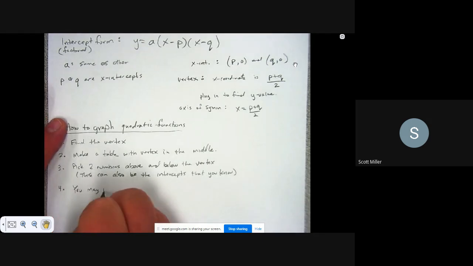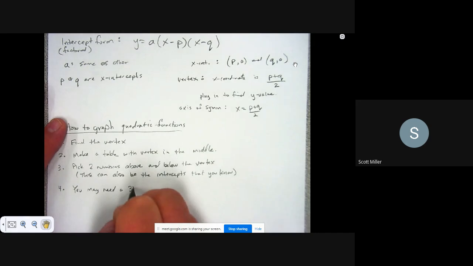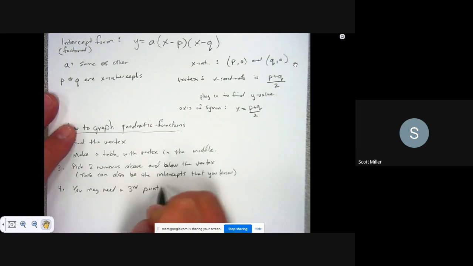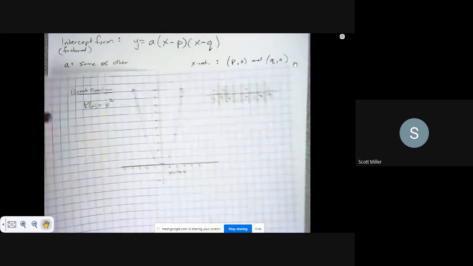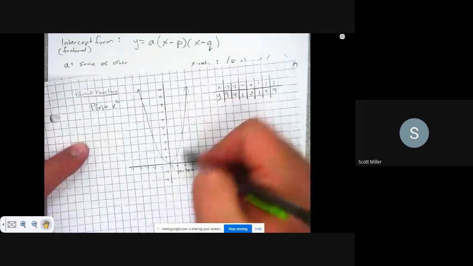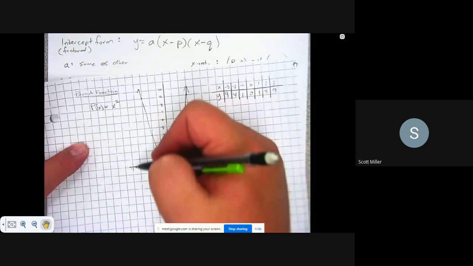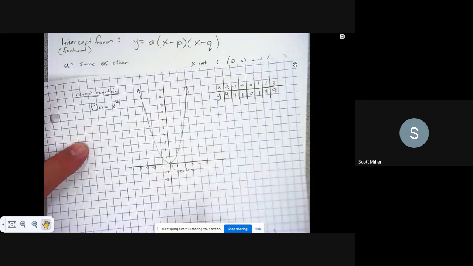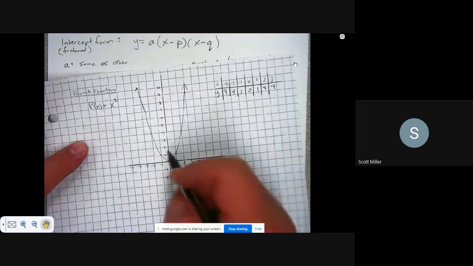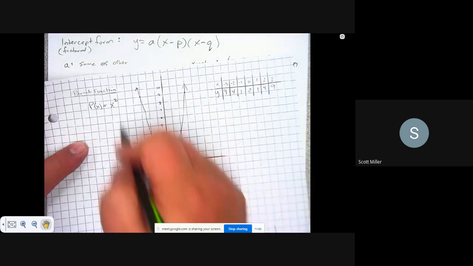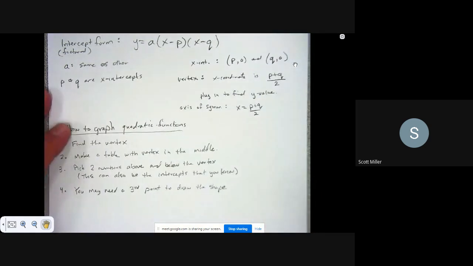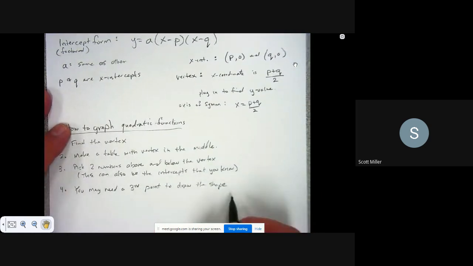You may need a third point to draw the shape. So you want to have a nice parabola shape, like the parent function. It should look something like this, nice and tall or nice and long, and so that you can see this curvature, what it looks like. So if it's too small, too narrow, that's not big enough. You may need more points to get a nice smooth curve actually going on. So that's what that means. So you want a good shape.